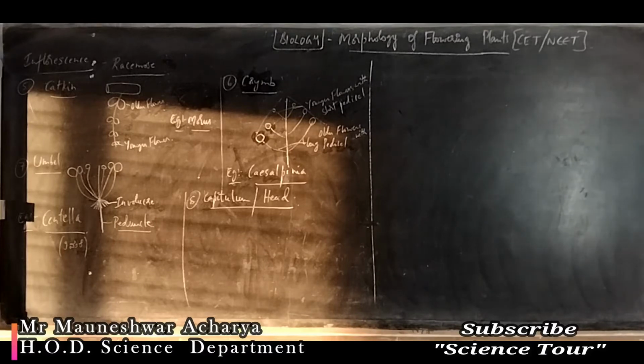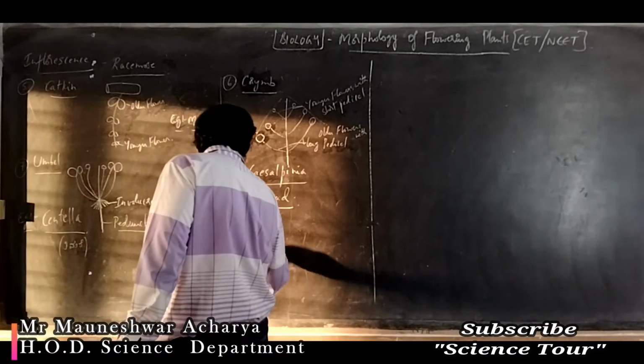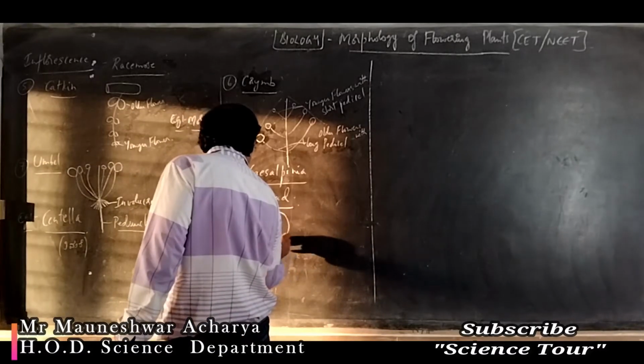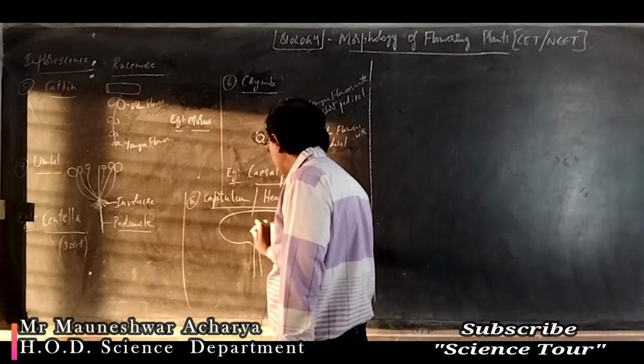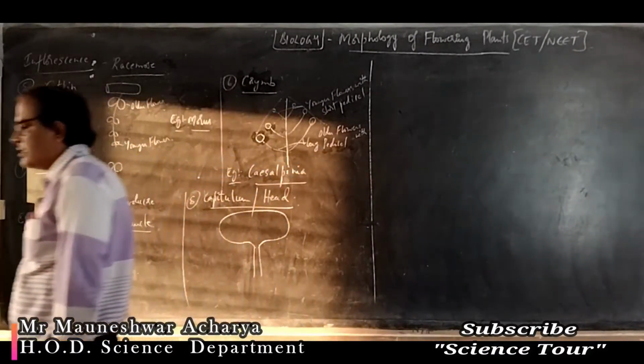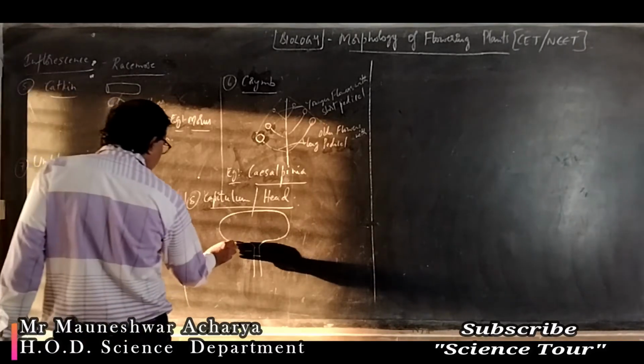The main axis is shortened, flattened and dilated into a disc. This is the main axis. It becomes flattened and dilated into a disc. That is the main character. And the flowers are sessile and are called florets.